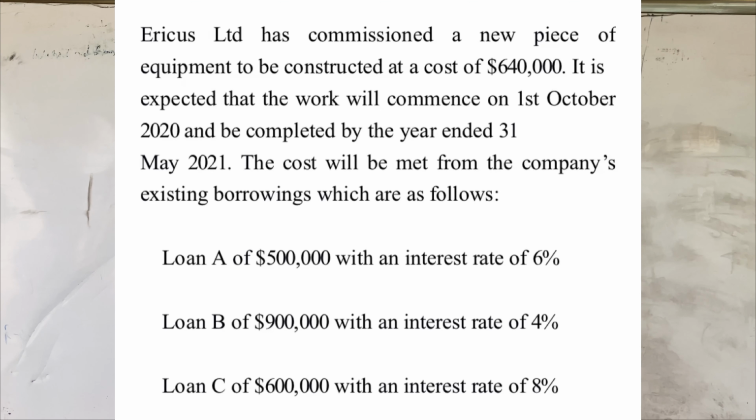Ericus has commissioned a new piece of equipment to be constructed at a cost of $640,000. It is expected that the work will commence on 1st October 2020 and be completed by the year ended 31st May 2021. The cost will be met from the company's existing borrowings, which are as follows.